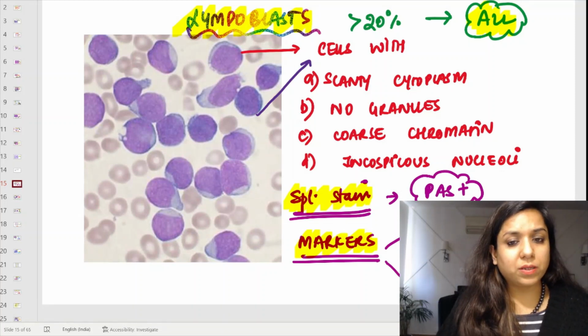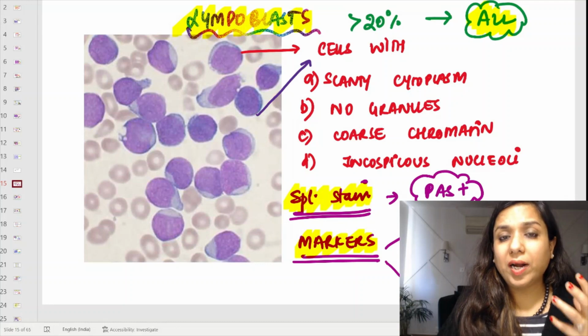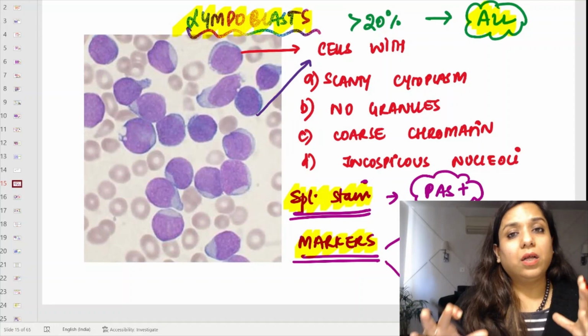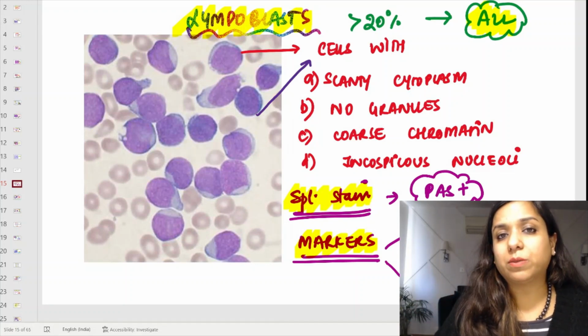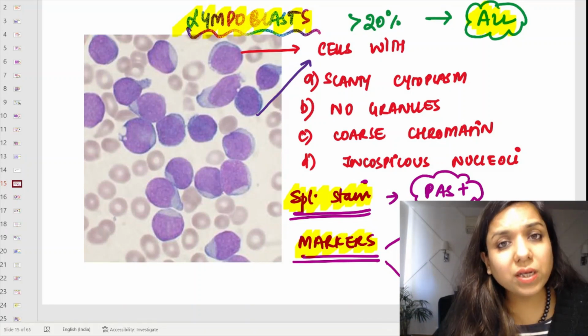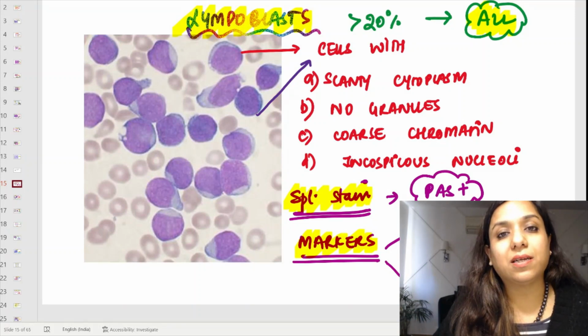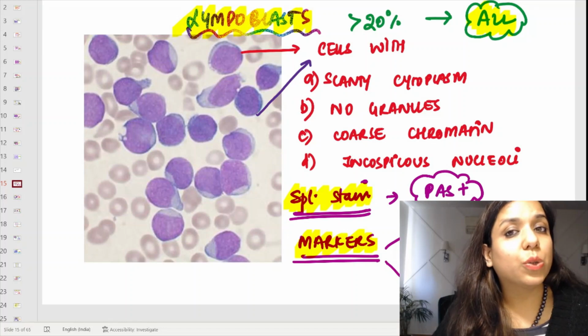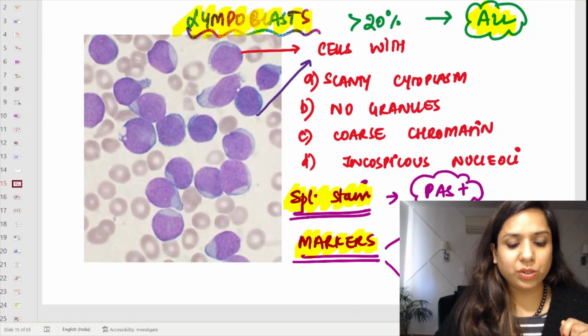called a myeloblast. And why do you need to know and identify blasts? Because when the blasts in the peripheral smear or bone marrow are more than 20%, it usually signifies that the patient has acute leukemia, right? According to WHO, right?